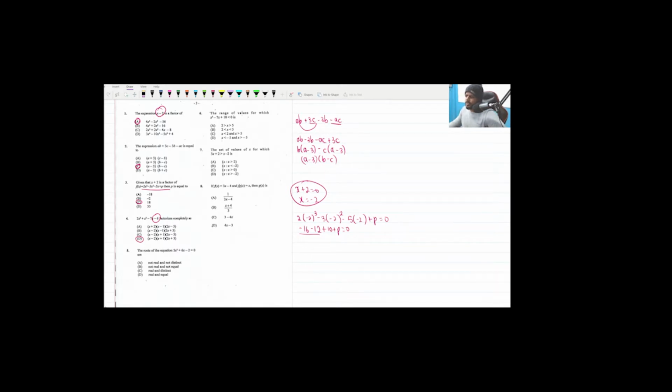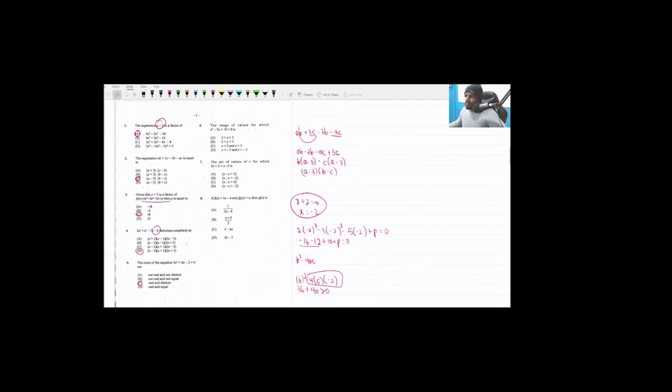The roots of the equation are, so using the discriminant, b squared minus 4ac. Let's check and see what that is. B squared minus 4ac. This is 36. This is going to be a positive number, which is going to be plus 20 by 2 is 40. This is definitely greater than 0. So the roots are real and distinct. Distinct is another word to say different.